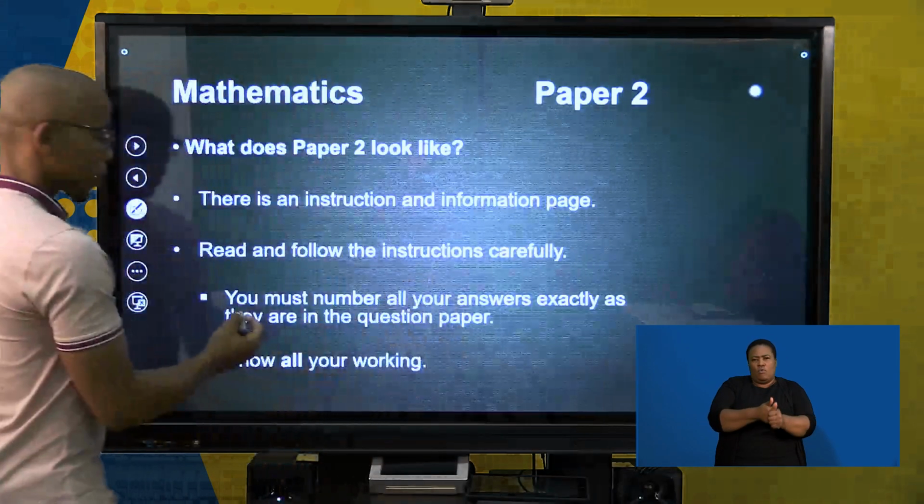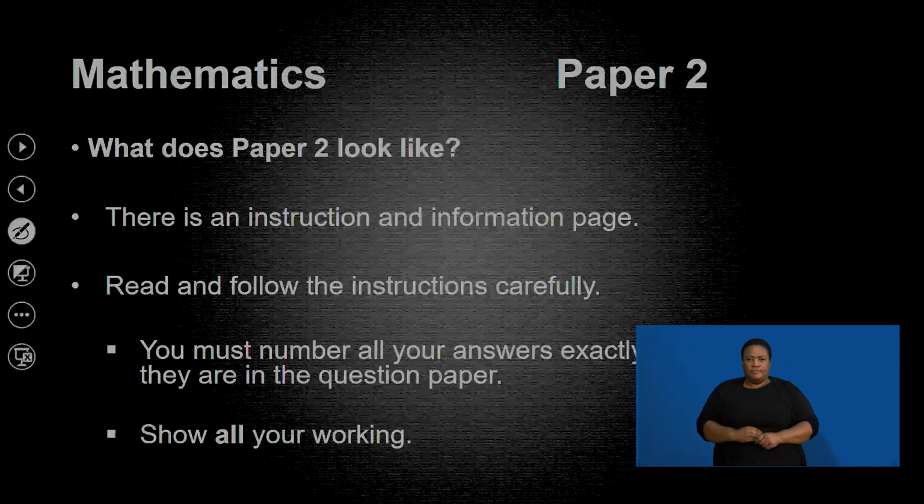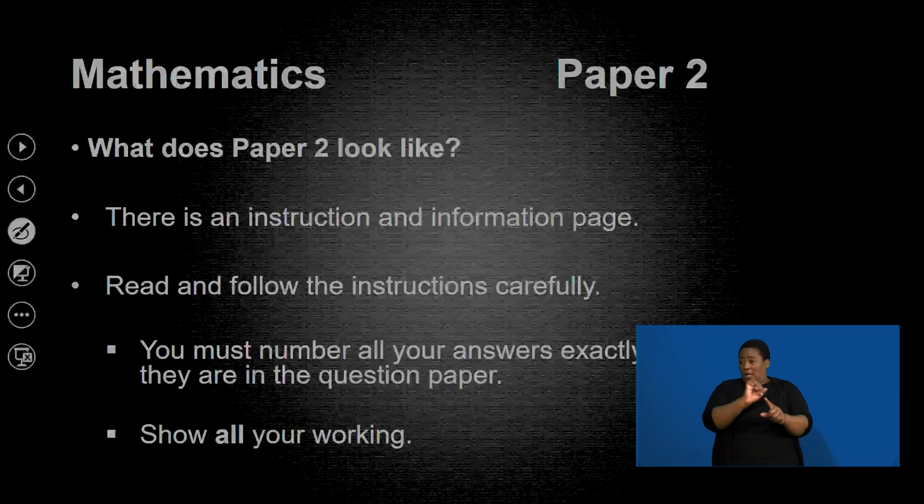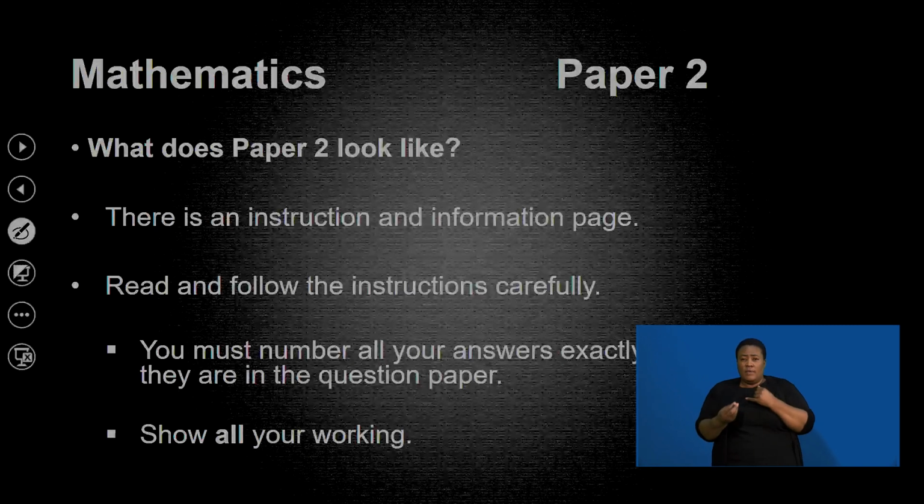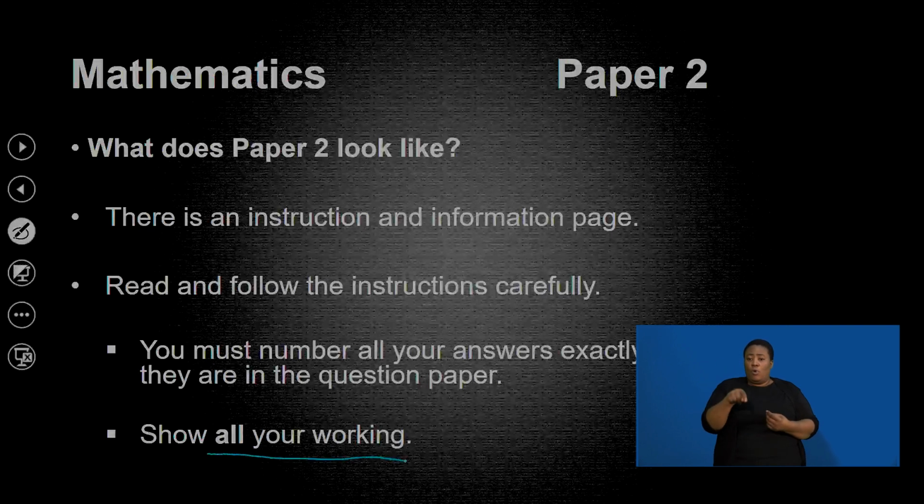And then you must number all your answers exactly as they are numbered. So if there are two 2.1s, you write 2.1 twice. And then show all your working, because that's where your marks are.